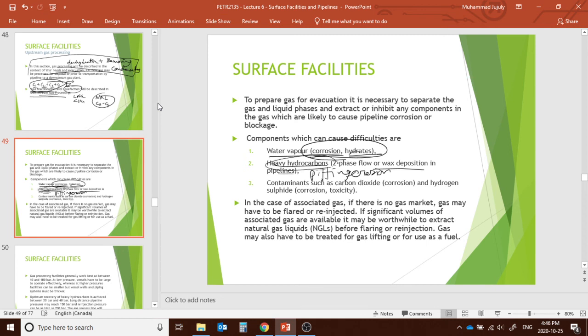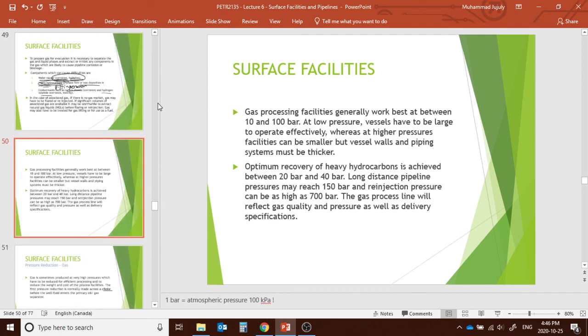And also there are contaminations like carbon dioxide or sulfides. These will also instigate the corrosion. So that's why we have to remove them. So this is very important.